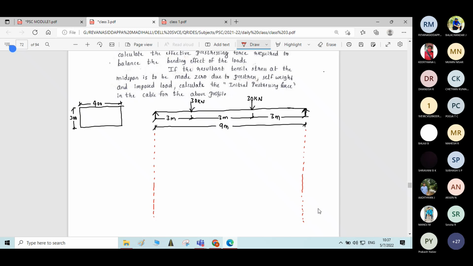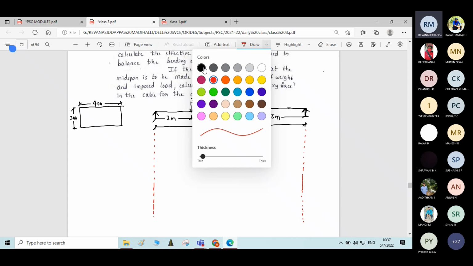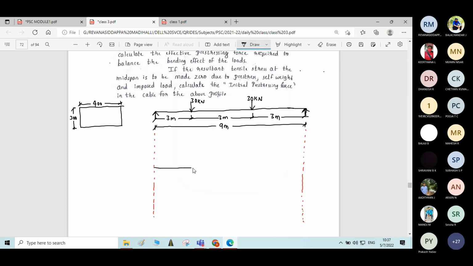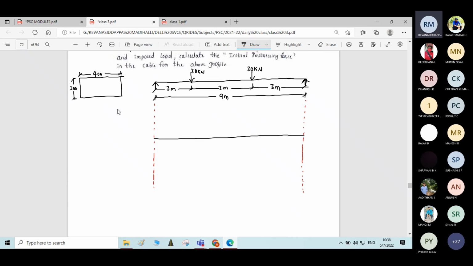Now, if you find the bending moment diagram for this loading case, remember students, for a beam with loads at middle third points having equal intensity, the moment at the loading point is M equal to W into A, where A is this 3 meter distance, W is 30 kilonewton, and 3 meter distance, it is 90 kilonewton meter.